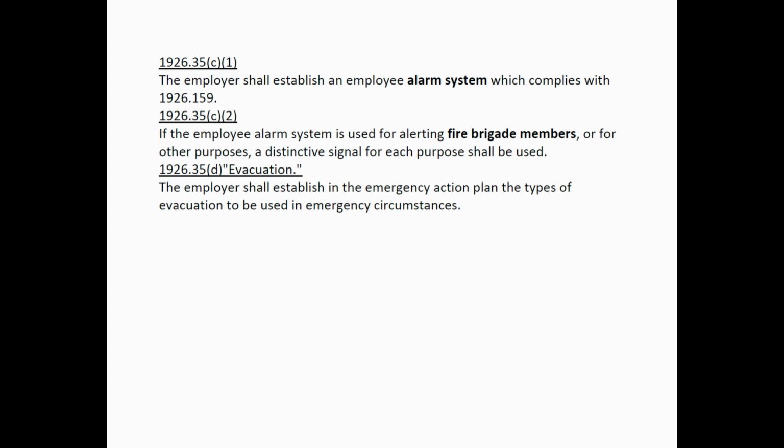Delta, evacuation. The employer shall establish in the emergency action plan the types of evacuations to be used in emergency circumstances. I've heard many a GC say, if you hear 2 blasts of the air horn, that means go to rally point 1. If you hear 3 blasts of an air horn, that means go to rally point 2. Okay, that's getting more specific, and what they're trying to say is if we think this is the safer place to go here, if we think that's a safer place to go. That's not what this is saying. What this is saying is the type of evacuation.